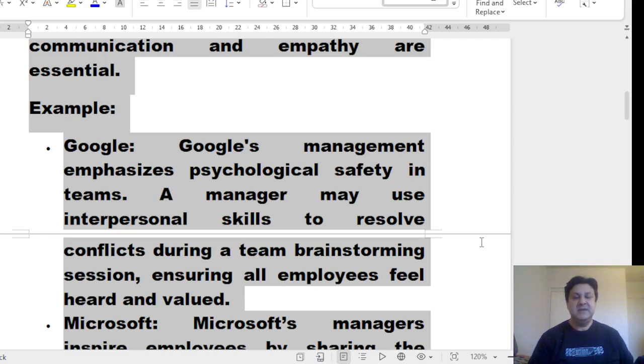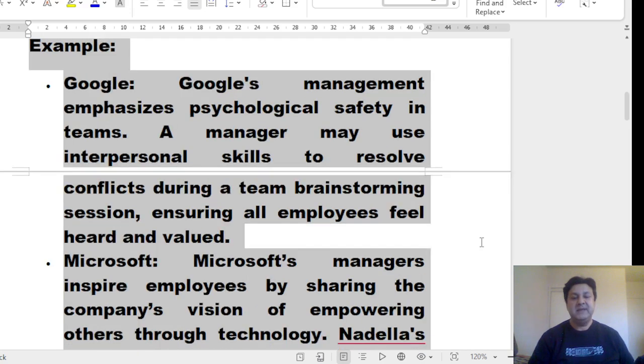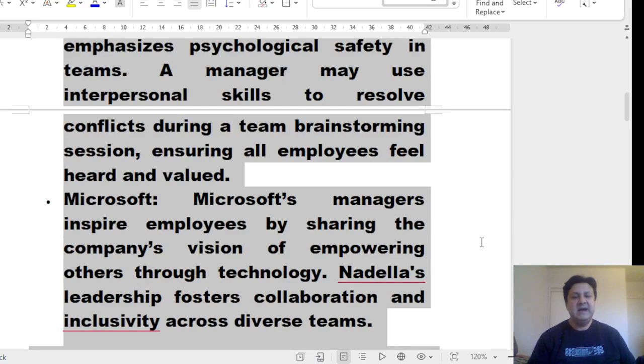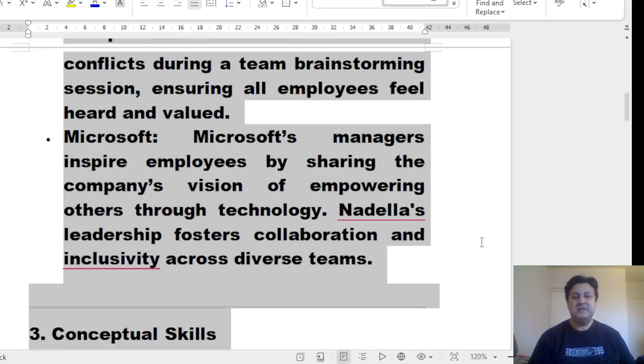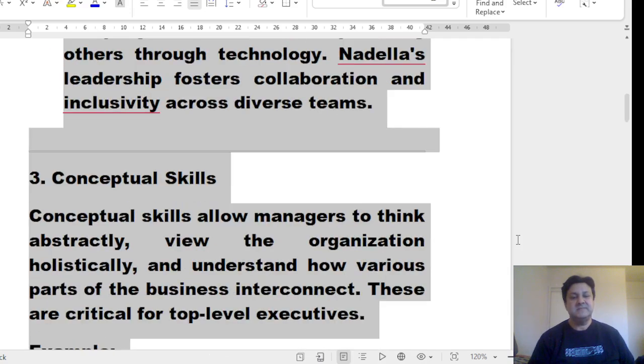A manager may use interpersonal skills to resolve conflicts during a team brainstorming session, ensuring all employees feel heard and valued. For Microsoft, managers inspire employees by sharing the company's vision of empowering others through technology. Nadella's leadership fosters collaboration and inclusivity across diverse teams.